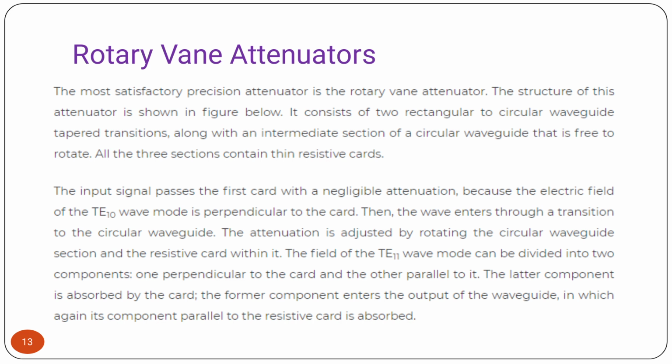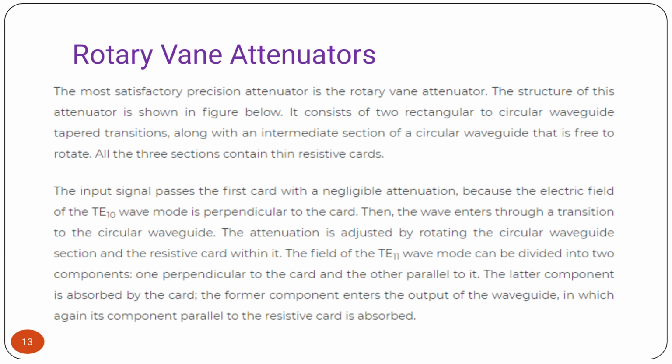The structure of the attenuator is shown in the figure. It consists of two rectangular to circular waveguide tapered transitions along with an intermediate section of circular waveguide that is free to rotate. All three sections contain a thin resistive card. The input signal passes the first card with negligible attenuation because the electric field of the TE10 mode is perpendicular to the card. Then the wave enters through the transition to the circular waveguide. The attenuation is adjusted by rotating the circular waveguide and the resistive card within it.